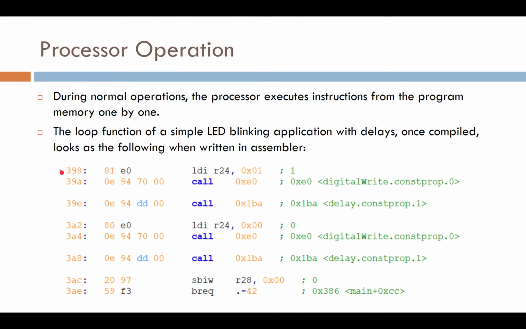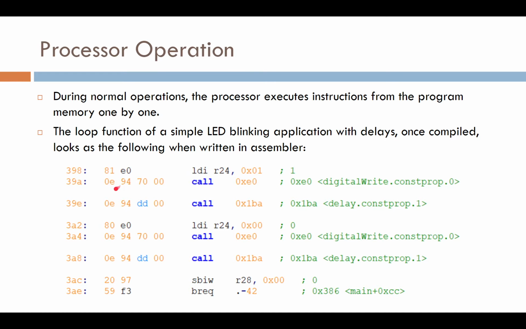Here on the leftmost, we have the actual address of the memory location where this code is located. So at the point 398 hexadecimal, we have code 81E0 hexadecimal, which is exactly the same as this LDI R24 01. So that actually is the load command here.